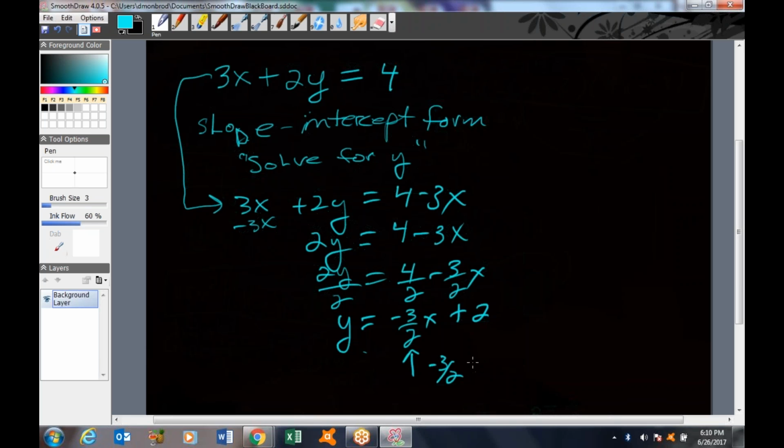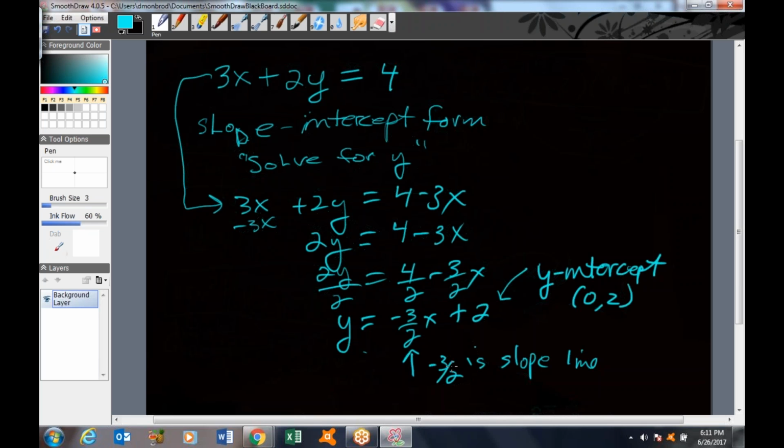Now, the reason this form is important is because it turns out that this coefficient, negative 3/2, is the slope of the line. And this number over here, that is the y-intercept. So in other words, the ordered pair (0, 2) is on the line.